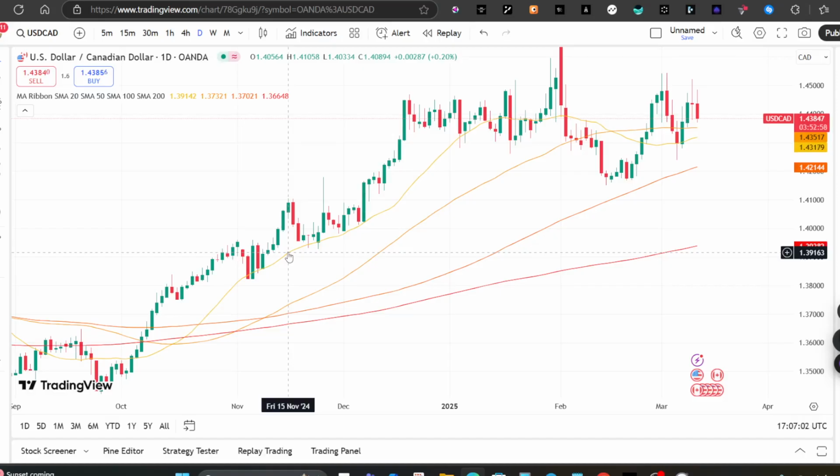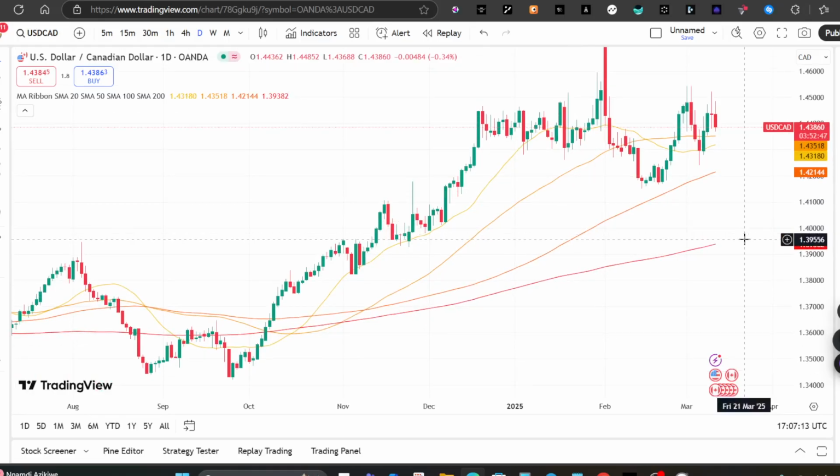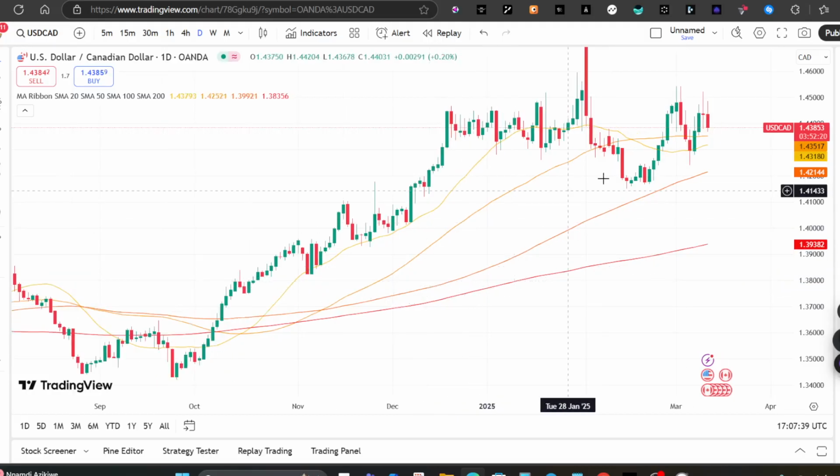Now, the ribbon shows you how price is interacting with multiple moving averages across multiple periods. All right, and it helps identify whether the market is in an uptrend, a downtrend, or sideways. But why do we use multiple moving averages, you might be asking? Well, by combining different periods of moving averages, we get a better sense of how the market is moving over time.